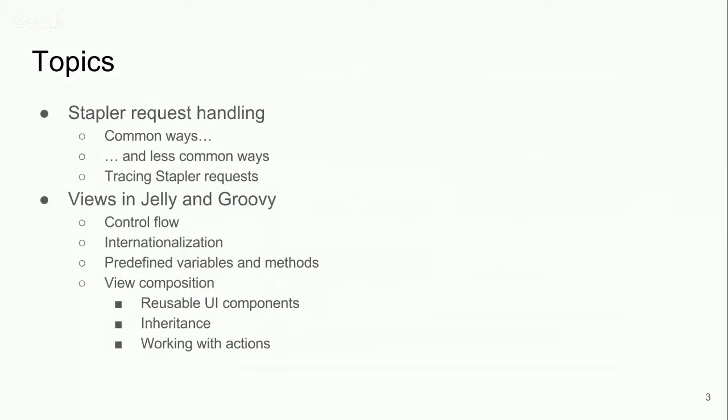In the second part of my talk, I will explain how to create views in Jelly and Groovy. I will discuss control flow, internationalization, and commonly used variables and methods that make it really possible to work with these technologies inside Jenkins. And in the last part, I will talk about view composition, which is comprised of reusable UI components or tag libraries, as well as the inheritance and action models of composing views.